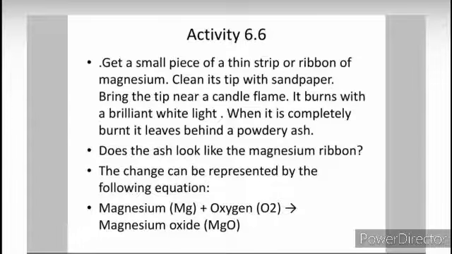The change can be represented by the following equation, which is given here, that is magnesium, symbol of magnesium is Mg, plus oxygen, oxygen symbol is O2, it will give magnesium oxide. This we are doing right now. Magnesium, we are providing oxygen, and what is coming out is magnesium oxide. This activity we will perform in our chemistry lab as well. Now we'll go for the next activity.